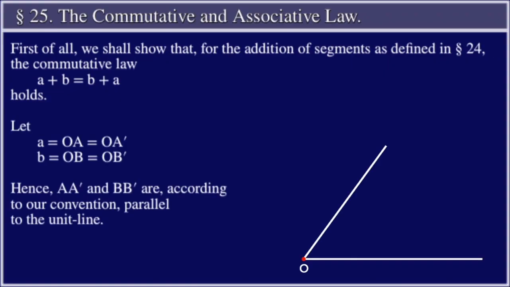First of all, we shall show that for the addition of segments as defined in Section 24, the commutative law a plus b equals b plus a holds. Let a equal OA equals OA', and b equal OB equals OB'. Hence, AA' and BB' are, according to our conventions, parallel to the unit line.